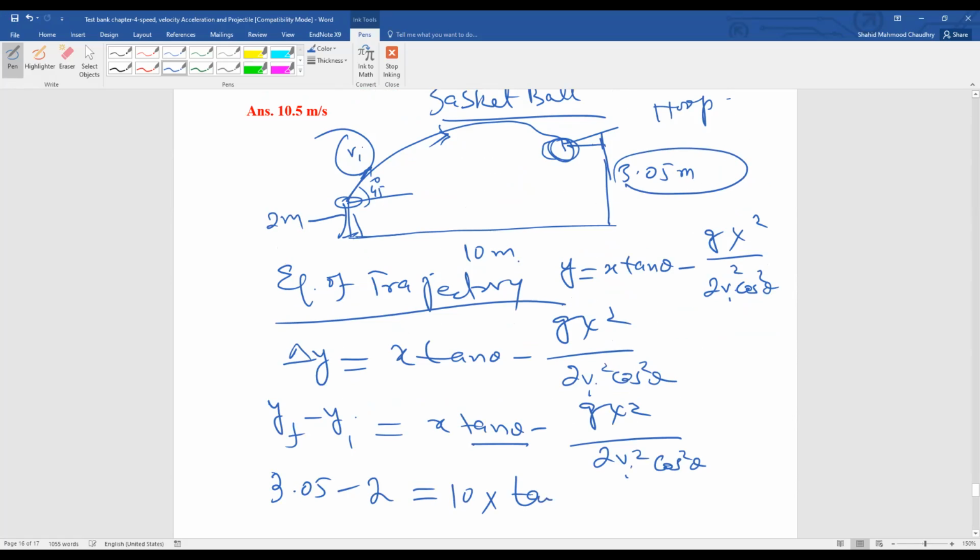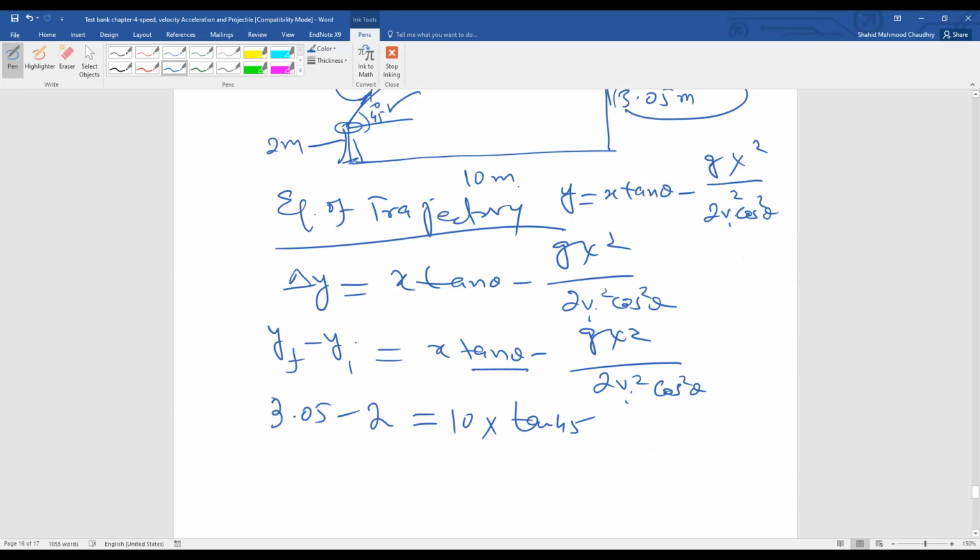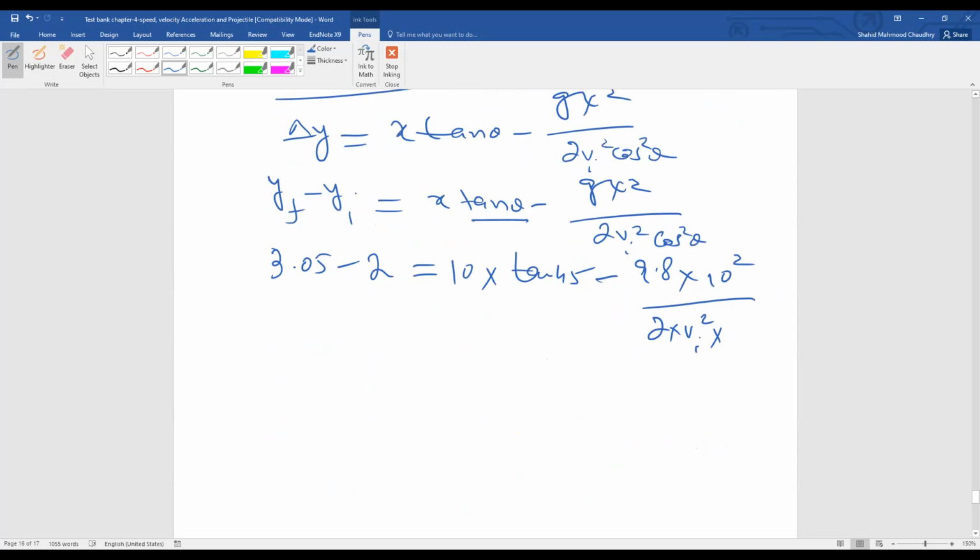45, because the angle is given, 45 minus g, 9.8 times 10 squared, divided by 2 into Vi squared, because we need Vi, into cos squared theta. So what will cos squared theta be? This is cos of 45, squared. First you take the cos of 45 and then square it.